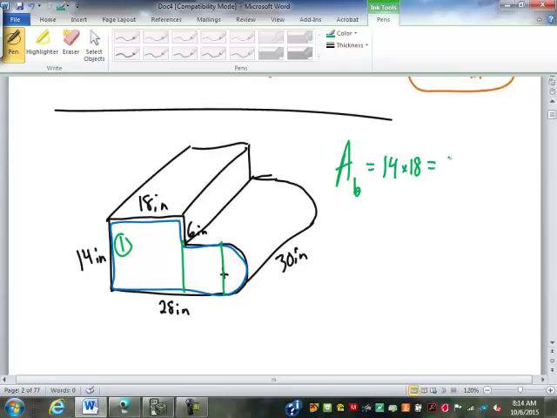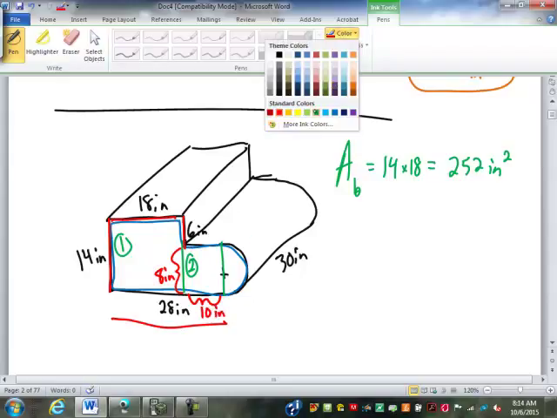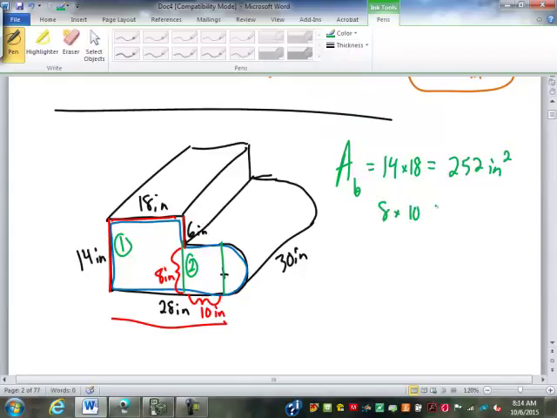252. Somebody double check me. Yep, 252, okay. Then I've got this second one here. This dimension is going to be how much? 14 minus 6 gives us 8 inches. This dimension is going to be how much? Yeah, 28 minus 18 gives me 10. So that will be 8 by 10, or 80 square inches.